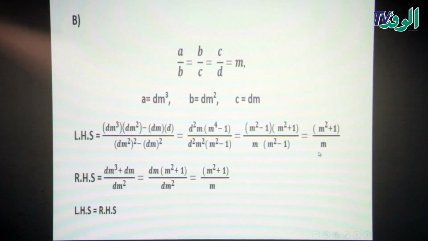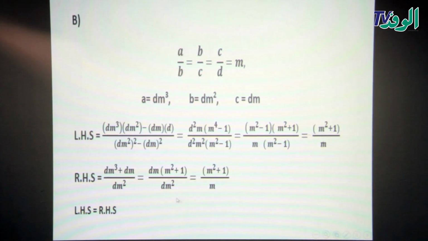Good. Right hand side, it was A plus C over B, where A is dm cubed, C is dm, B is dm squared. By taking out dm as a common factor, we get dm times m squared plus 1, cancel d with d, and m with the power of 2, then we get m squared plus 1 over m. When we compare the two sides, and after we put it in the simplest form, we can see the left hand side equals the right hand side.